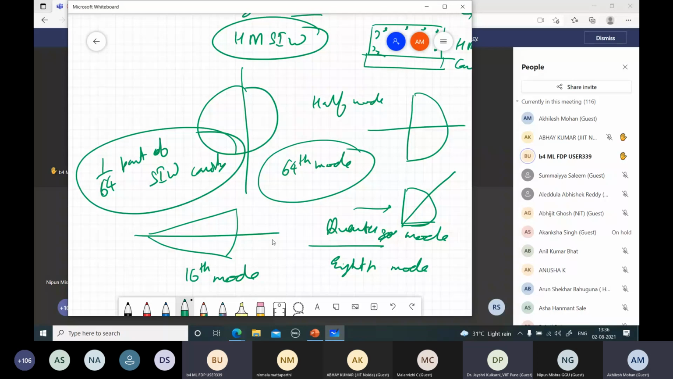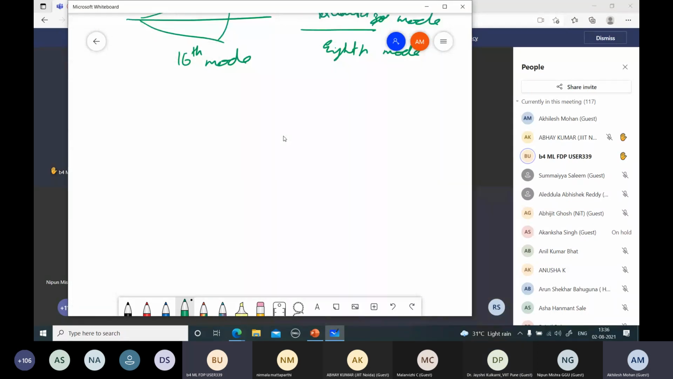Sir, what are even modes and odd modes in SIW? In some papers, they have mentioned even and odd modes like this. I don't know exactly. Even mode is basically the field which has a symmetrical field configuration, and if we have different fields, they are called odd modes.